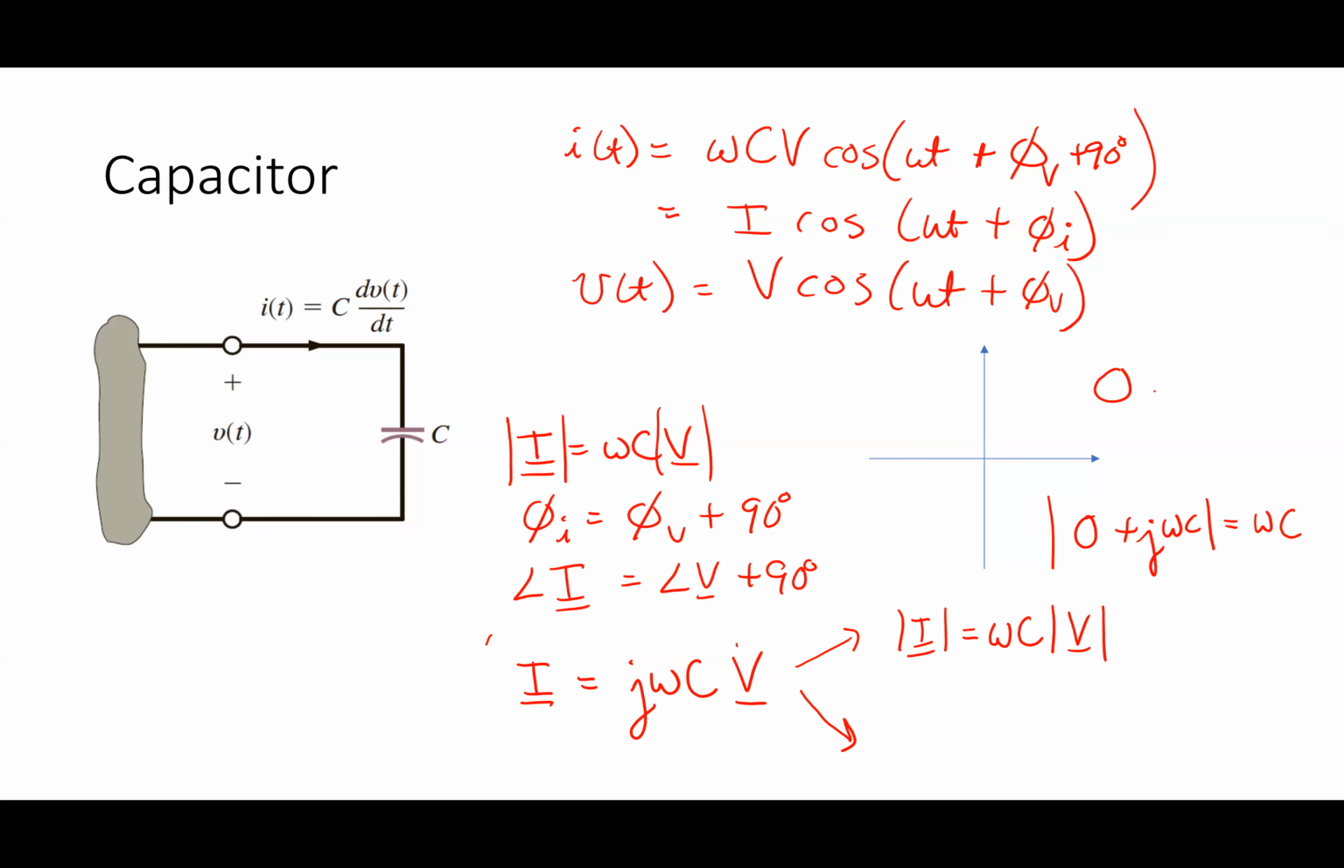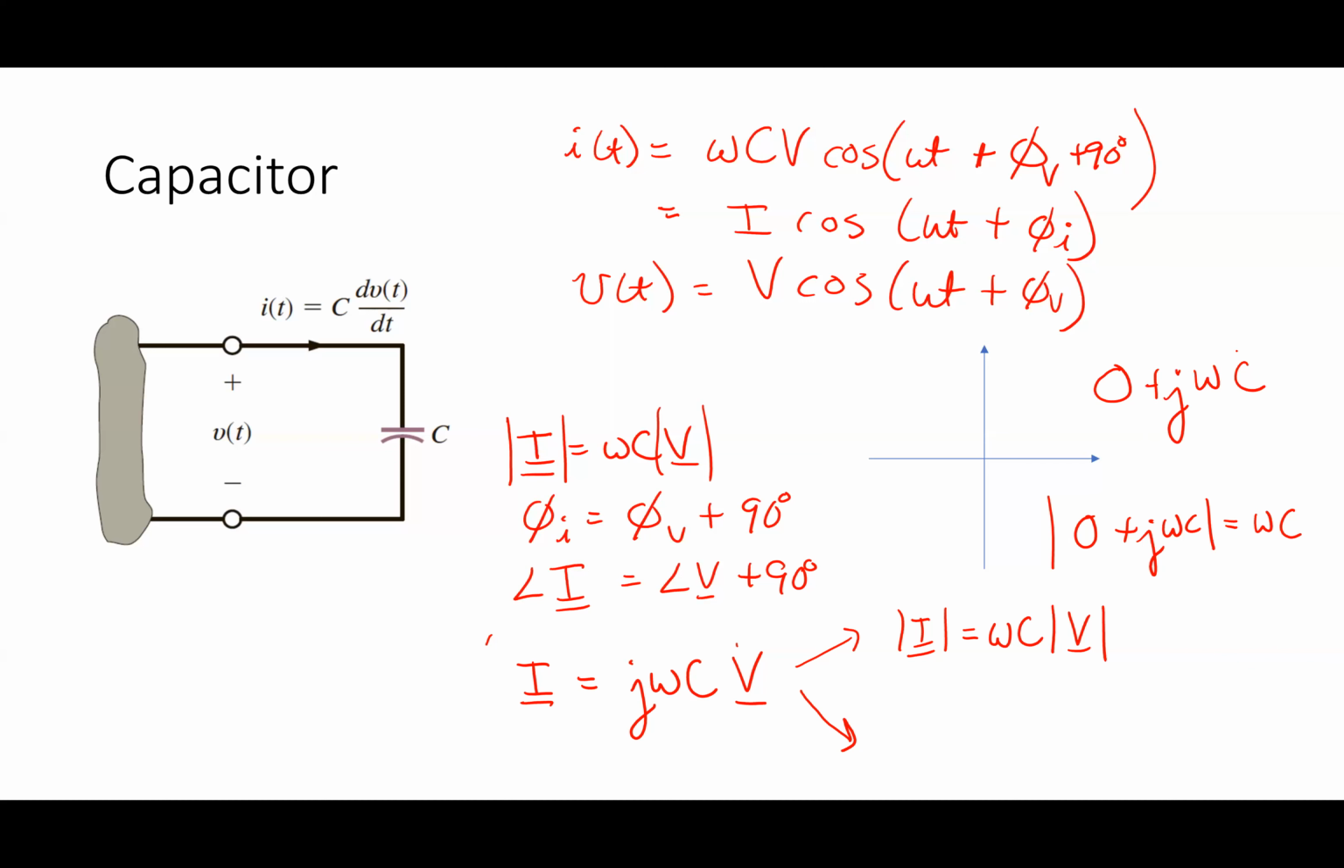Oh, you guys are thinking, oh, what's the arctangent? What's the angle of 0 plus j omega c? Tangent of the imaginary over the real. Well, that's not going to get you too far. If you put that in your calculator, you're going to get not a number. That's an approach, but you're going to get not a number here because it's going to be arctan of something over 0.